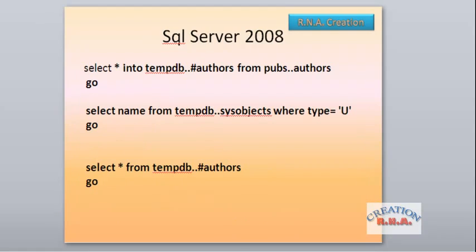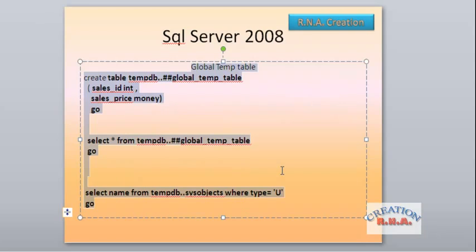These are for the local temp tables in tempdb. Let's go and examine the global temp table SQL. These are some of the global temp table SQL. You can see that the table is created using a double hash. That's the only difference between a local and a global temp table while creating them: a single hash and a double hash.